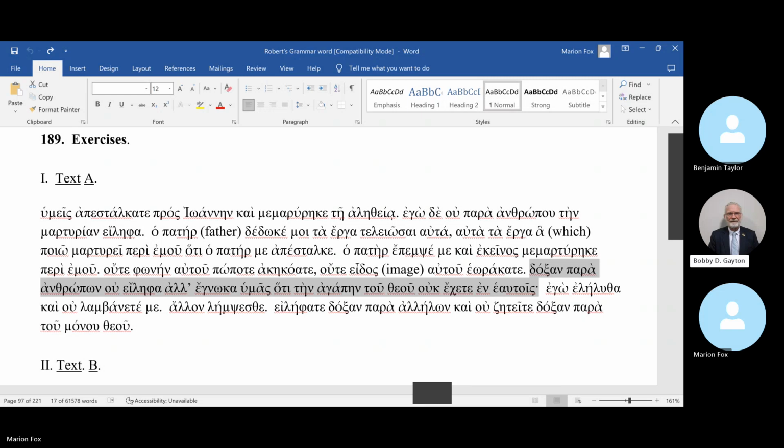We have not received glory from man, but I have known you because you do not have the love of God in yourself. That's the way I put it. Okay. So you do not have the love of God in yourself.